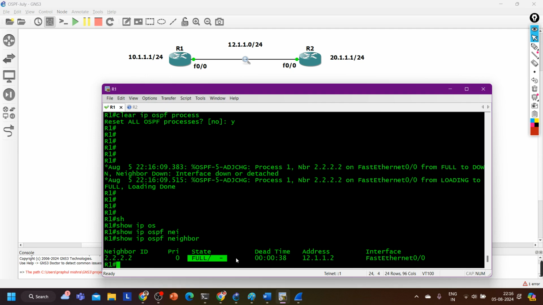By default the OSPF network type depends on the link, like on a FastEthernet link, or on any Ethernet link, the OSPF network type is by default broadcast. On a serial link, by default the OSPF network type is point to point. On a loopback interface, by default the OSPF network type is loopback.